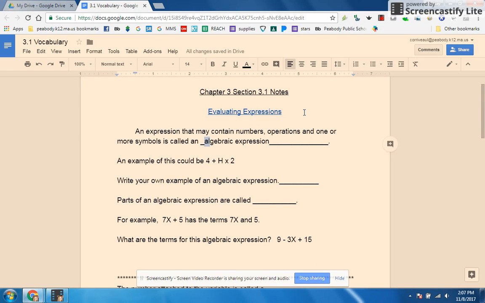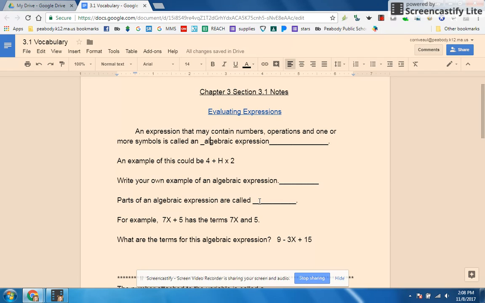So basically, if you have a math problem and there is a letter involved in it or a variable, it's an algebraic expression. So an example would be 4 plus h times 2. You have operations, you have numbers, and you have at least one variable or letter. So what I want you to do is write your own example here. So it's just a math problem that has at least one variable or letter in the problem.